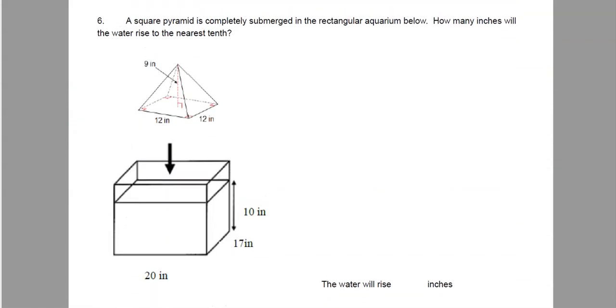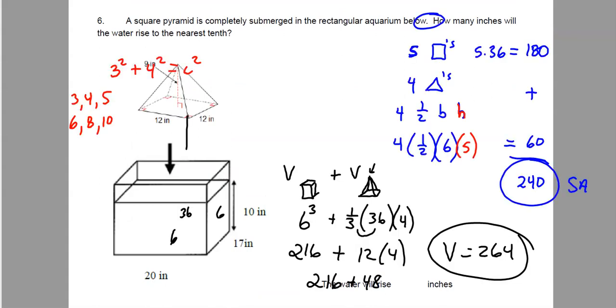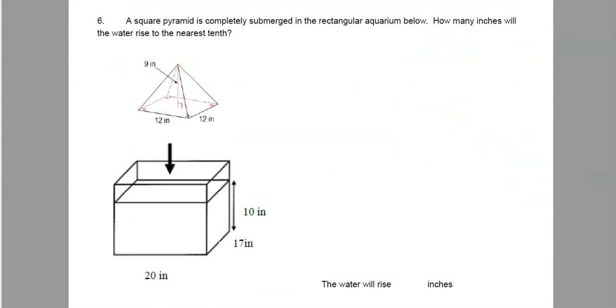Number 6, the old dunk problem. You're dunking a pyramid into the aquarium. So I want to figure out how much the water is going to rise. Well, right now, we can calculate the volume. The volume of this aquarium is going to be length times width times height. So 20 times 17 times 10, which is 200 times 17, 3,400. So right now there's 3,400 cubic inches of water in there.